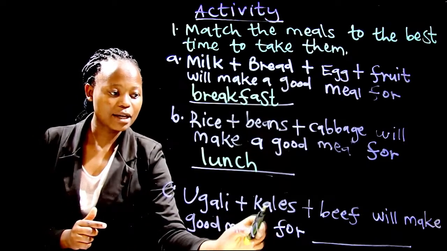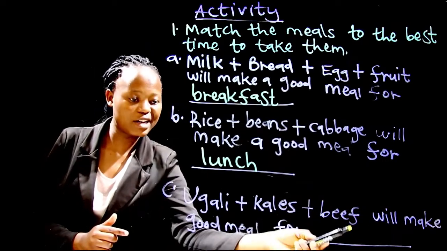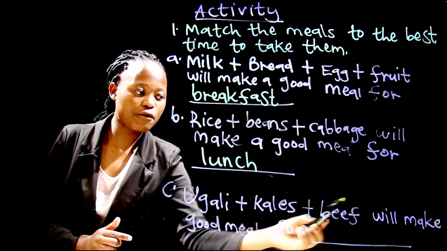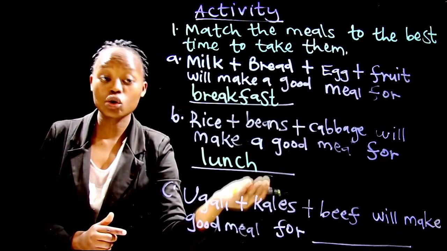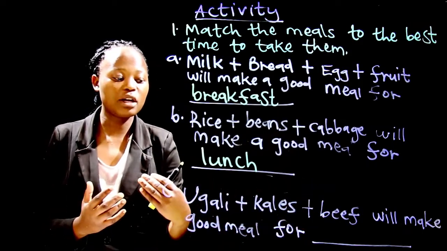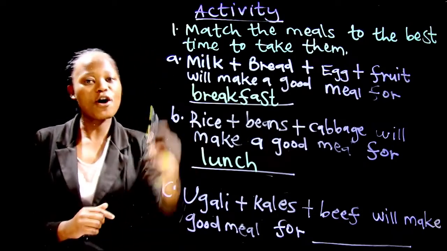Ugali plus kales plus beef will make a good meal for dash. Kales is just the same as sukuma wiki. So ugali, sukuma wiki and beef make a good meal for? Yes? Good. It makes a good meal for supper.